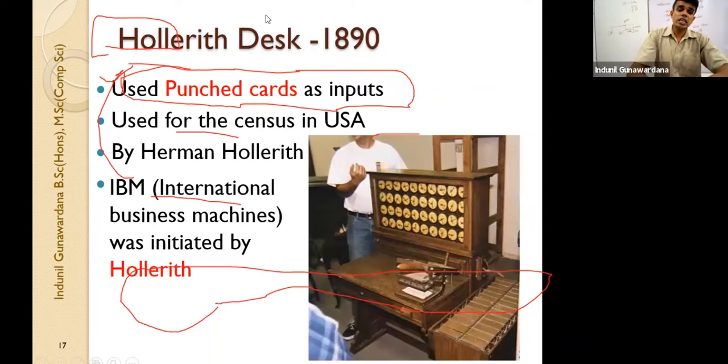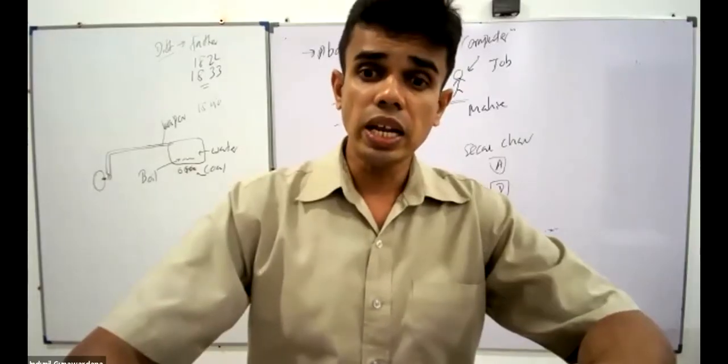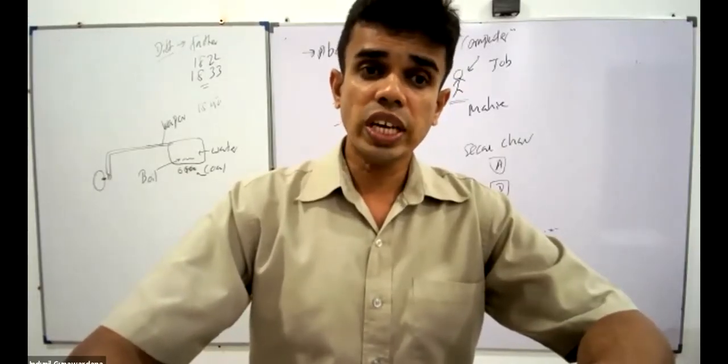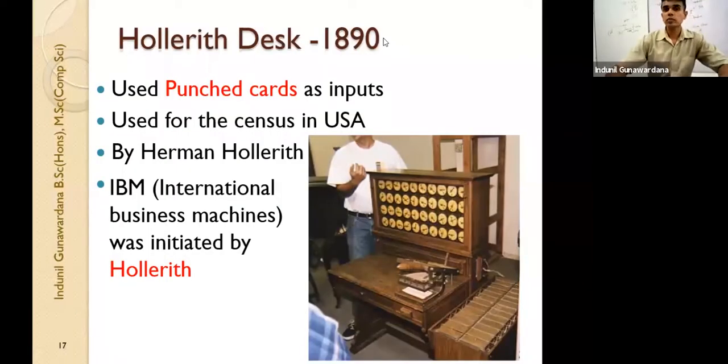Then in 1819, that means after another 60 years, another important machine comes into the world called the Hollerith disk. This was also using punch card technology. The importance here is that this machine was made as a project for the government. During the 1890s, there was a census in America.